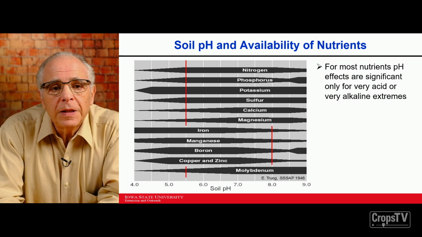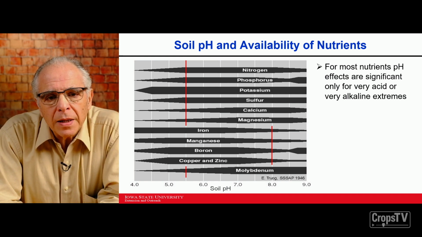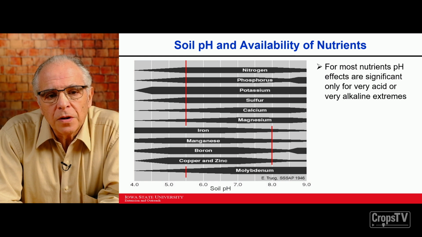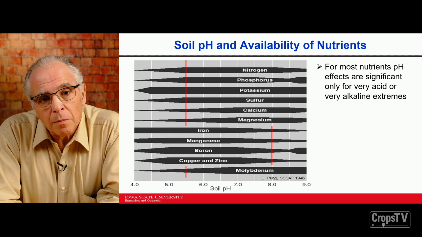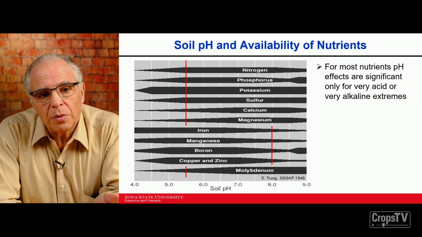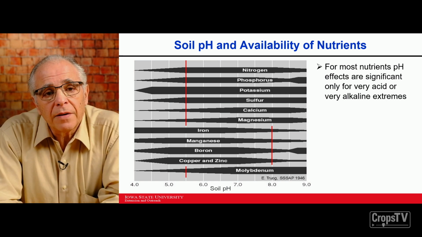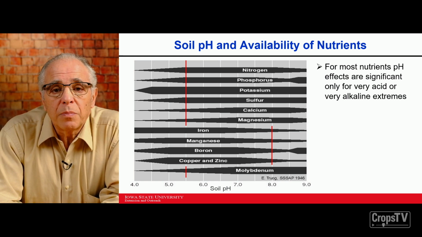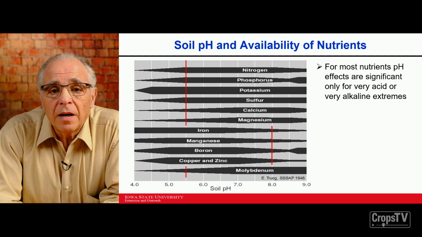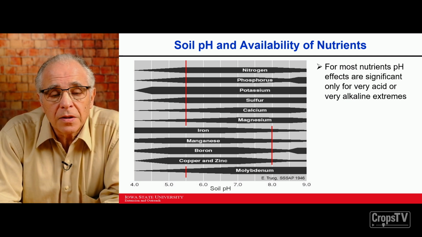So you see the red vertical lines. The impact of pH on the availability of nutrients is clear, either good or bad, when there is an extreme pH. Say, if we have pH below 5, 5.5, something like that, then most of the nutrients have reduced availability. If we have pH over 8, some nutrients have reduced availability, such as iron, manganese, boron, copper, and zinc, etc.